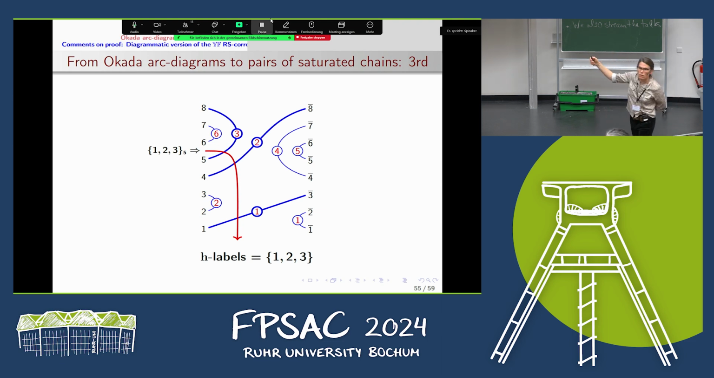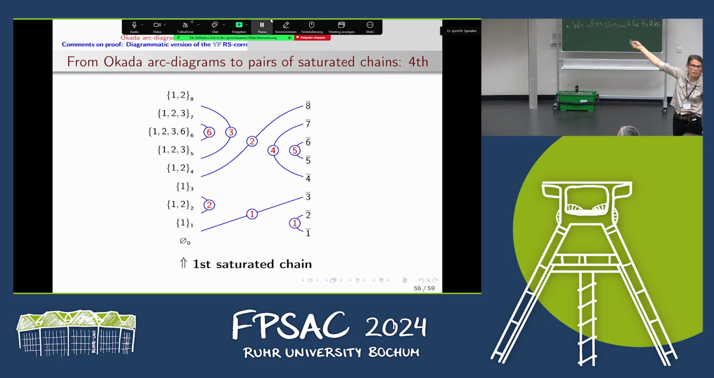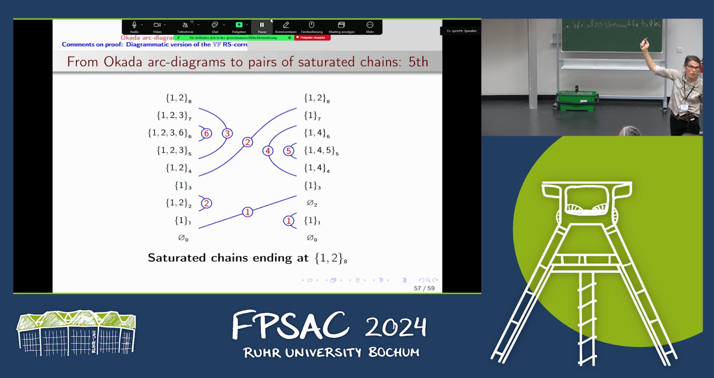Okay, and then we repeat that for each interval here, and we get the left chain, if you like, and then we do it on the right side, and we get the second chain.